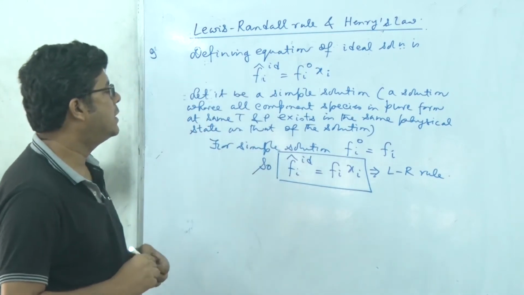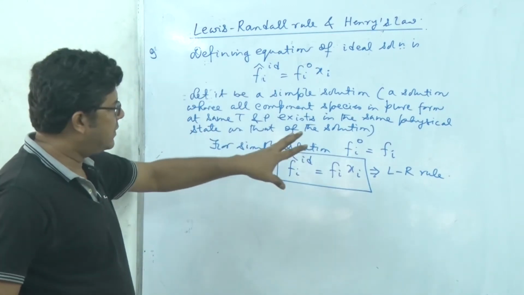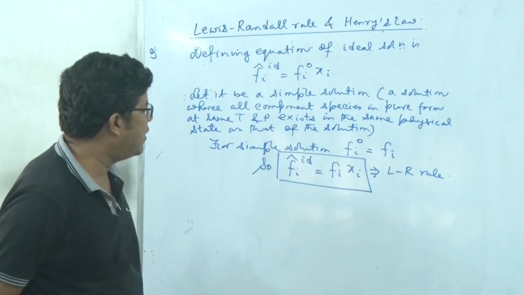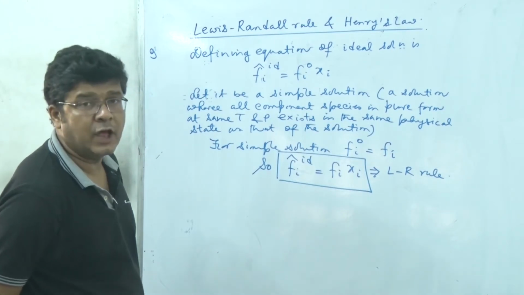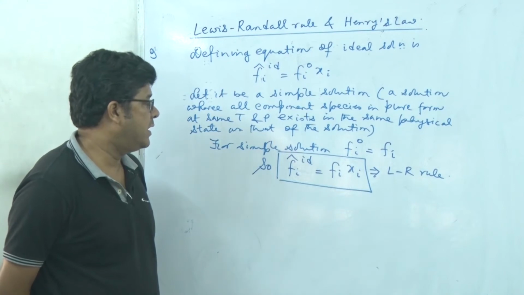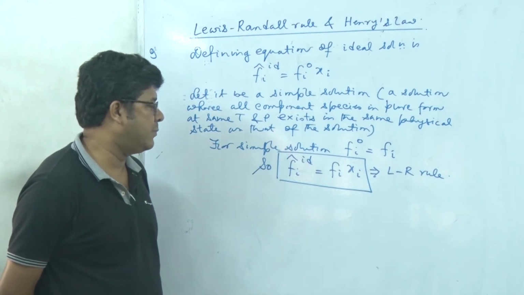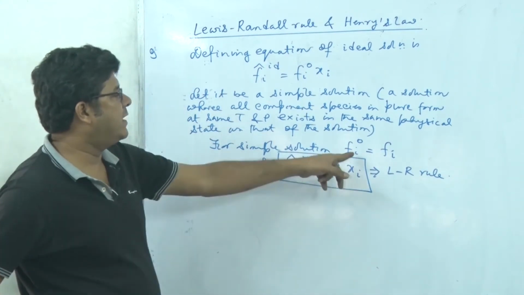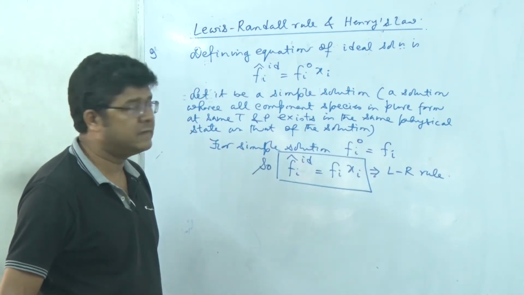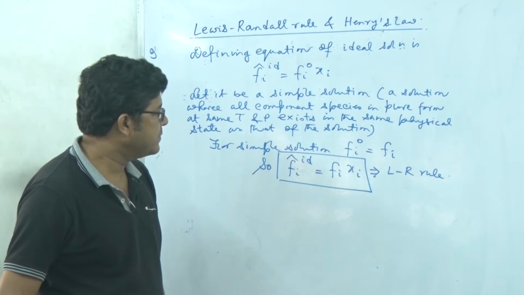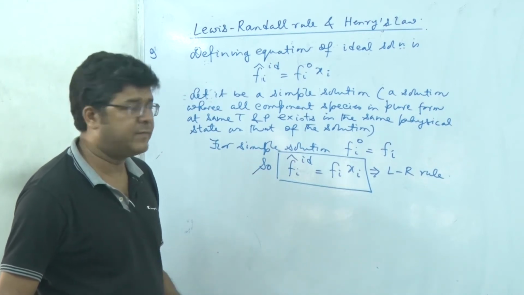Right? Now think about the applicability of this equation in case of non-simple solution. In non-simple solution, what will happen? This Fi naught, the very definition of standard state property, is fictitious. Okay? So we have to handle it differently.